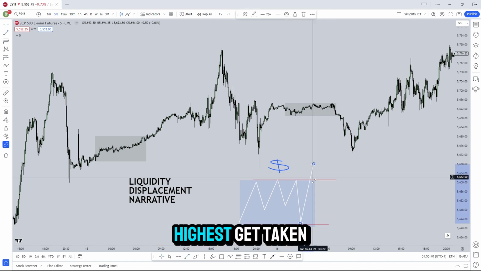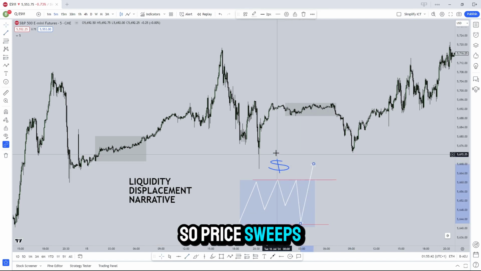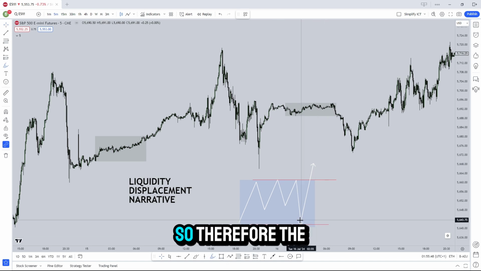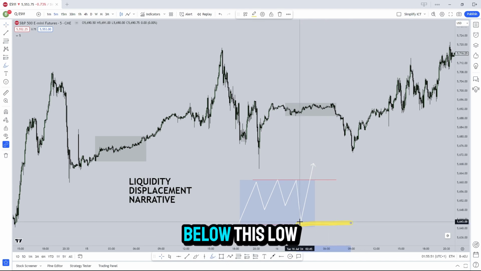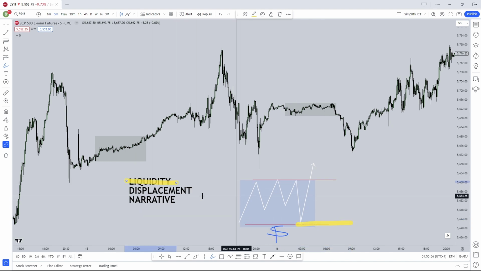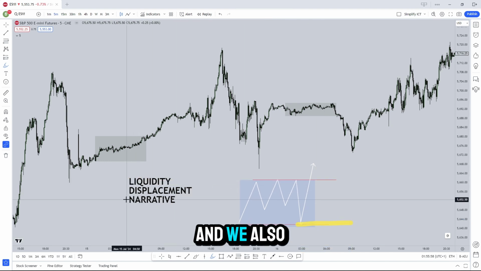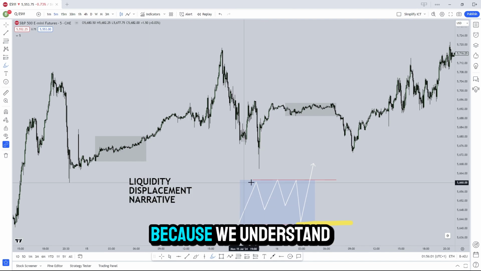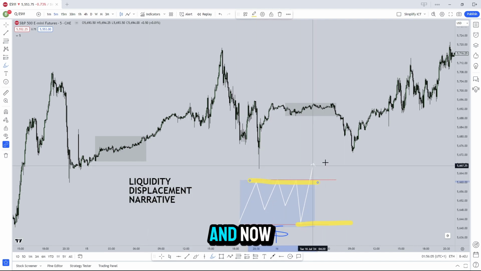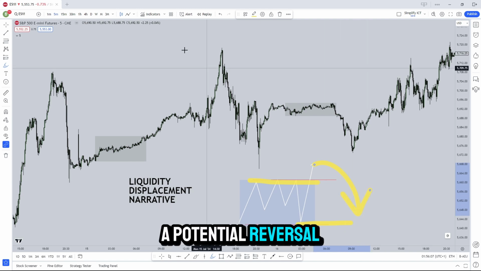lows. But let's say the highs get taken out first, so price sweeps the buy side liquidity, that then unlocks the opposing liquidity. So therefore, the sell stops resting below this low are now our target. Therefore, liquidity has now been swept. We can tick that off our checklist. And we also have our overall narrative ticked off because we understand that, okay, the buy side liquidity has been taken first, and now we can see a potential reversal to the downside.